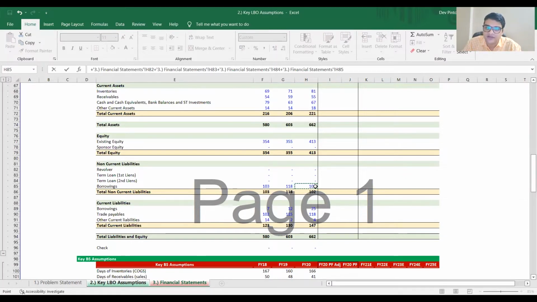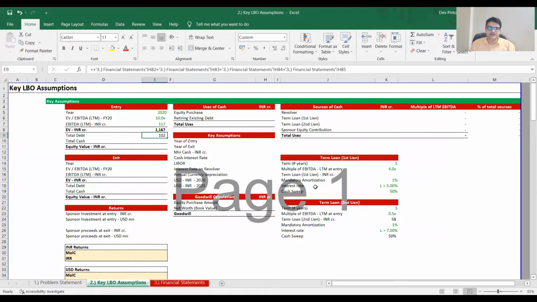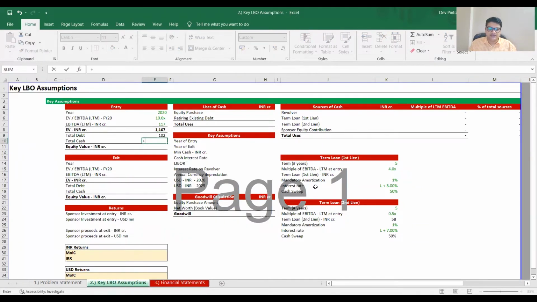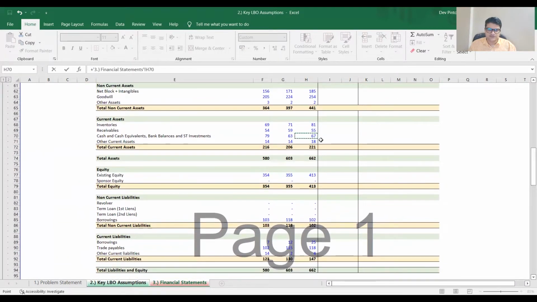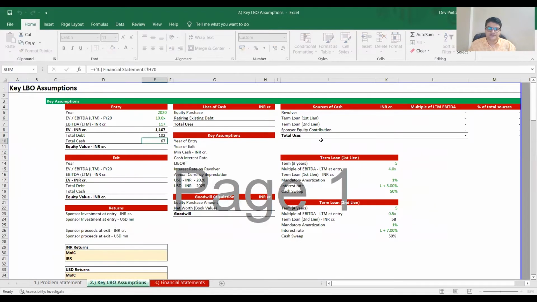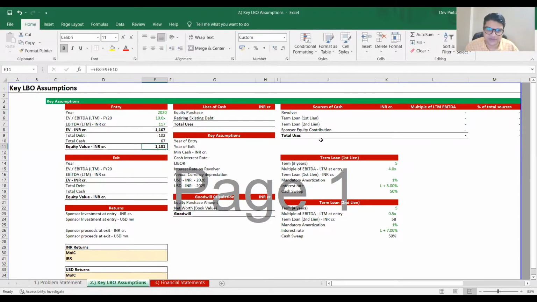Term loan 1 and term loan 2 will have a positive balance in FY21 and going forward, but the revolver will depend on whether or not we need the money. But before you acquire the company, it's not been acquired, so there was no need for that financing. Hence, it's zero. Then total cash, let's just link here. This, 67.